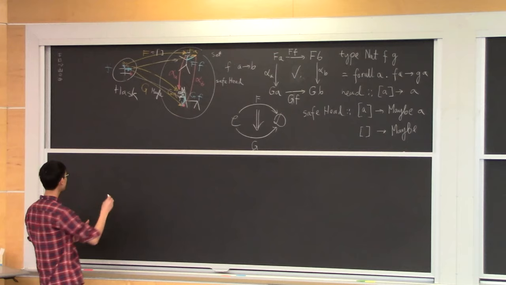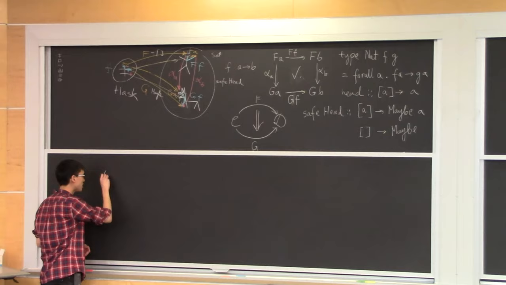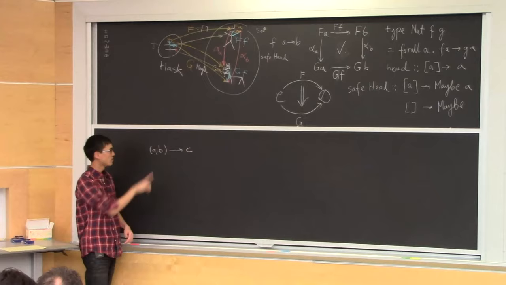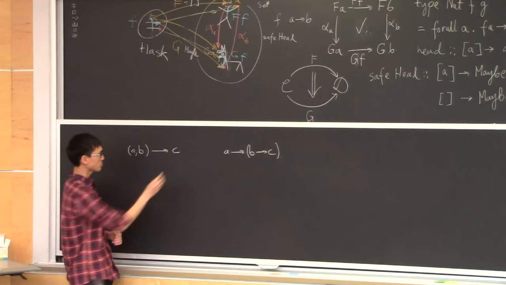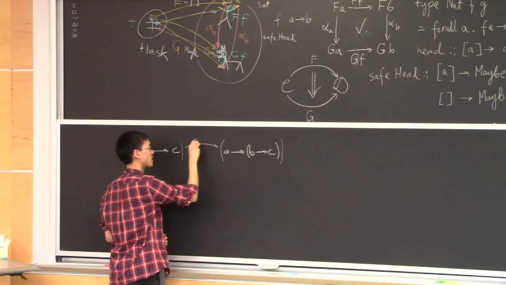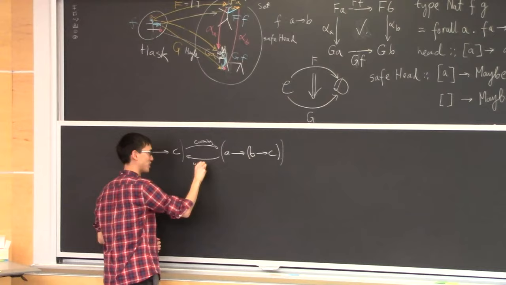So let's go back to where we ended yesterday with this notion of currying. David spoke about how there's a correspondence between functions that take a pair, that take two arguments, and these higher order functions that return a function. We call the process of going from here to here currying, and for lack of a better word, we call the reverse direction uncurrying.